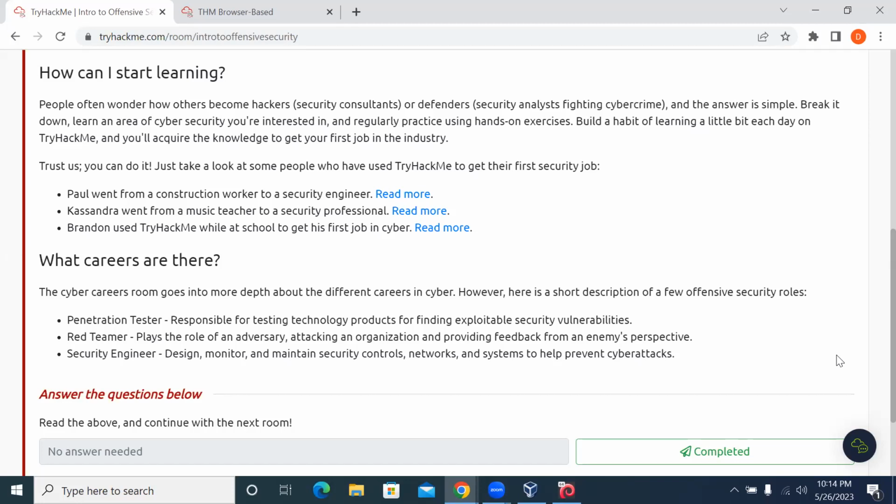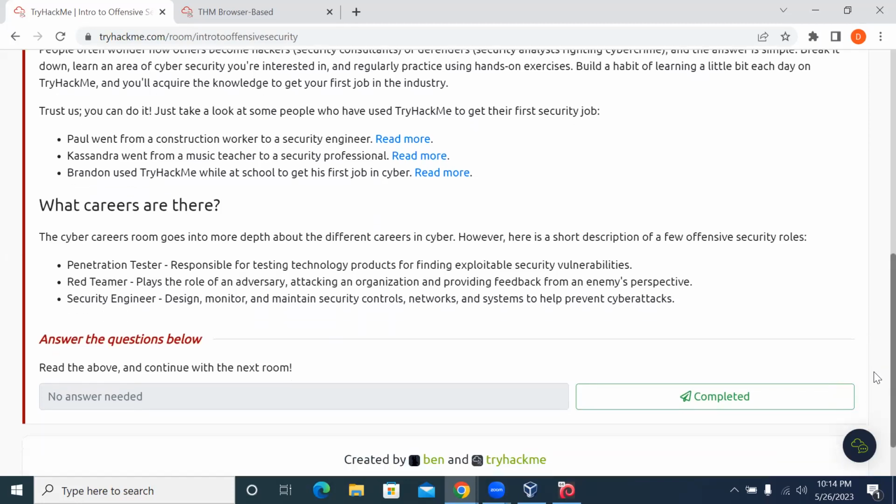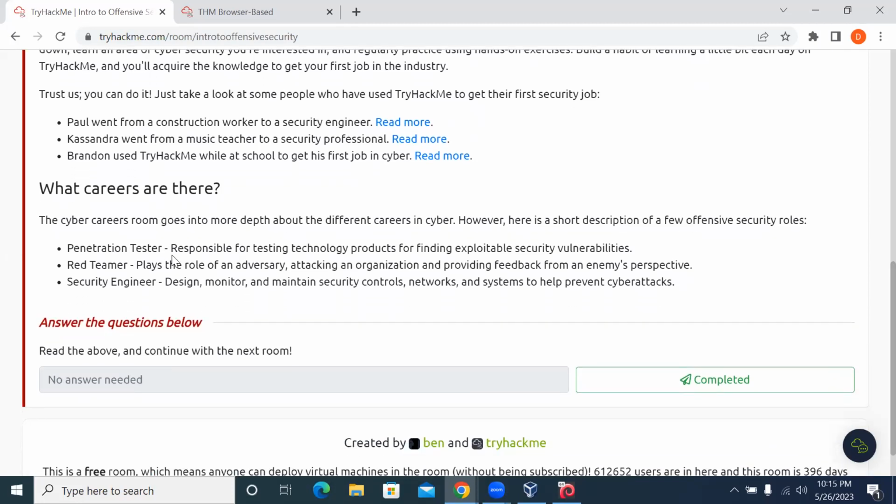So what careers are there? You can also look at it. We have penetration testers, red teamers, security engineers. So penetration testers are also testing technology products for finding exploitable security vulnerabilities. Red teamers play the role of an adversary attacking an organization and providing feedback from an enemy's perspective.